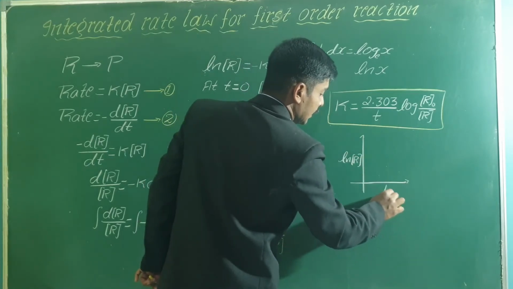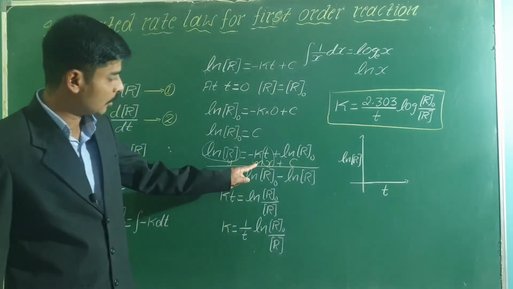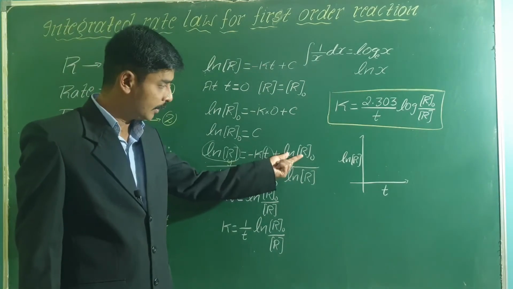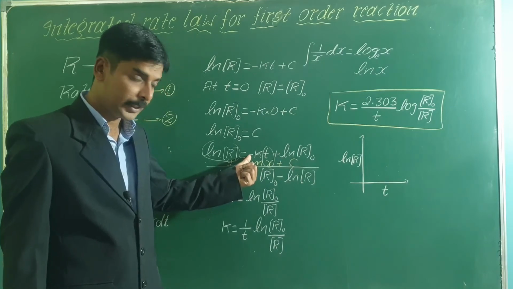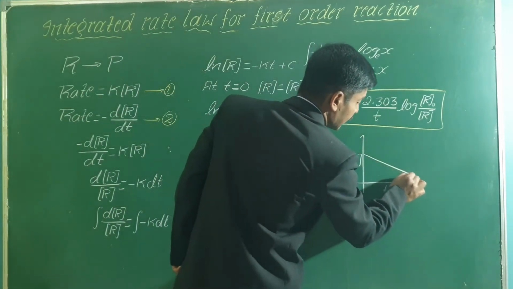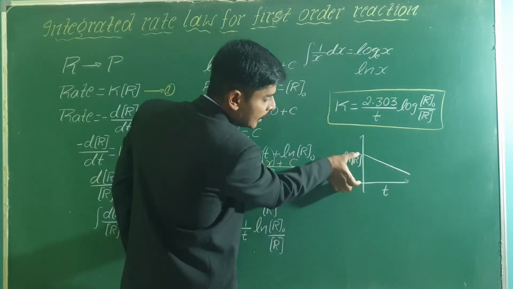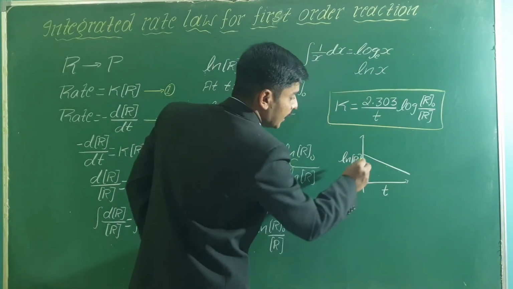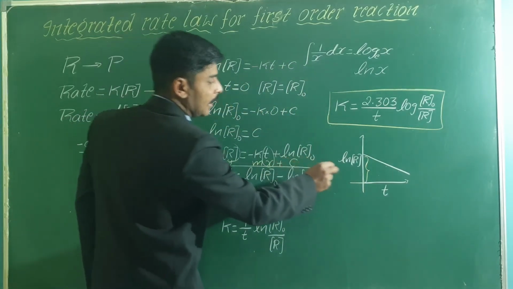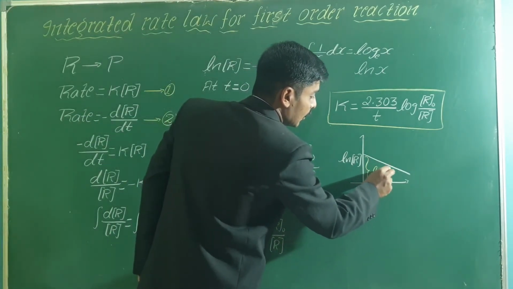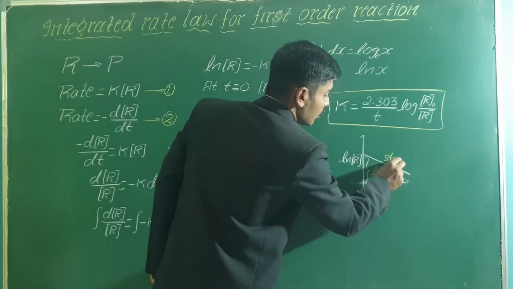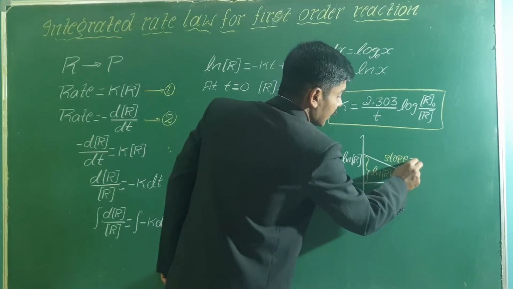Then if you plot a graph of ln r versus t, since the slope is negative, minus k, and there is a y intercept, the graph will be like this. This gives you the y intercept. And what is the y intercept? The y intercept is ln r naught, and what is the slope? Slope is minus k.